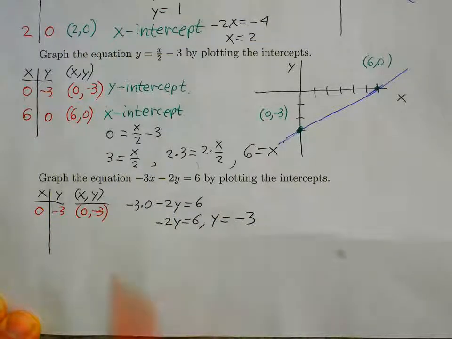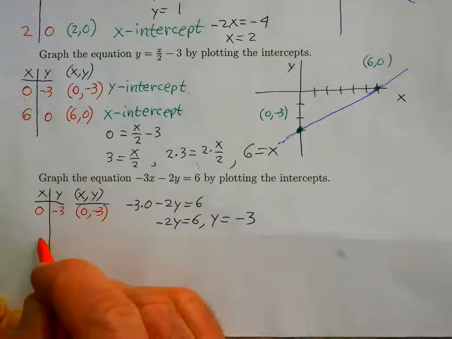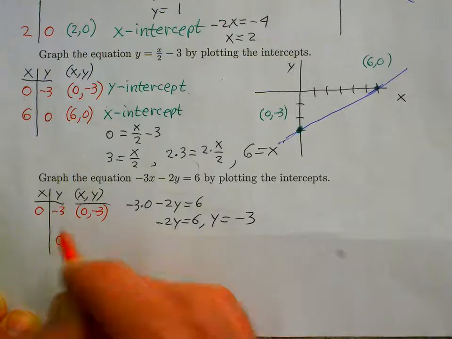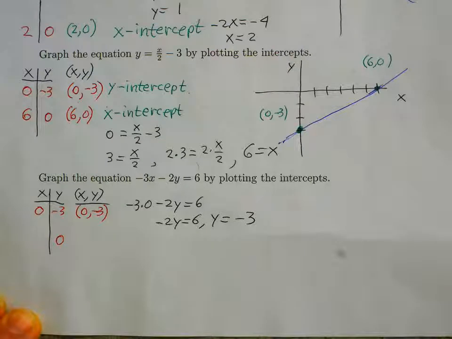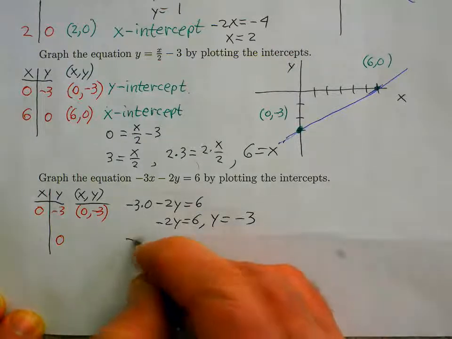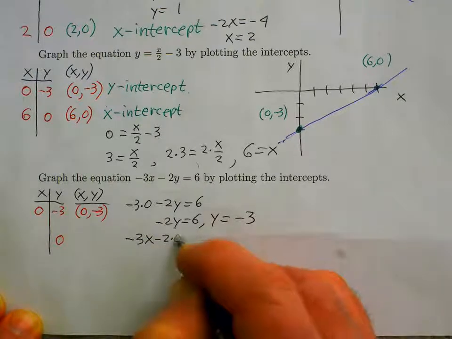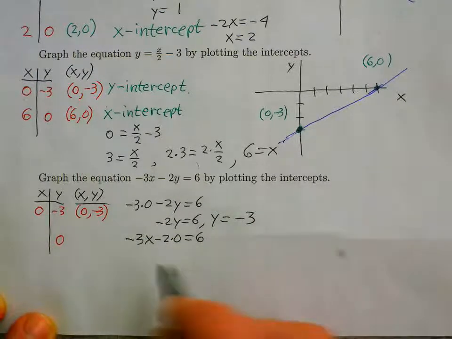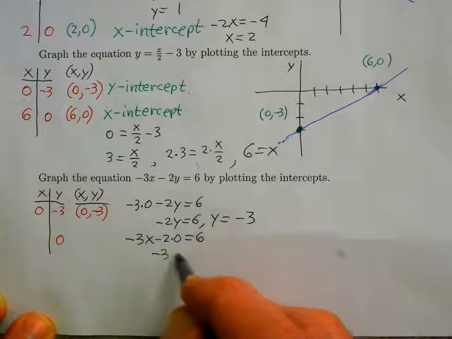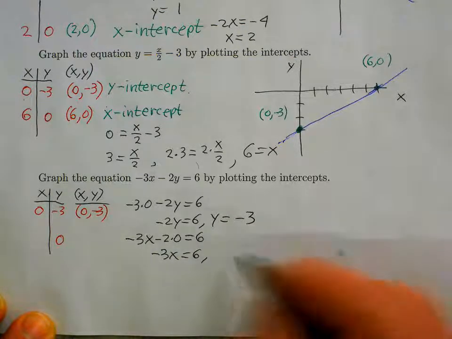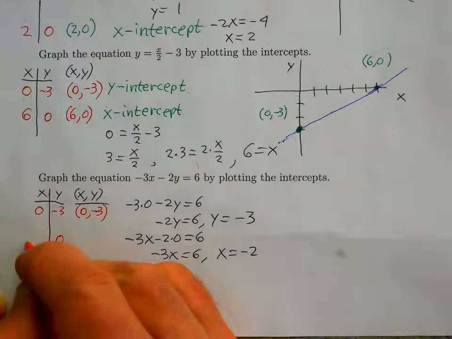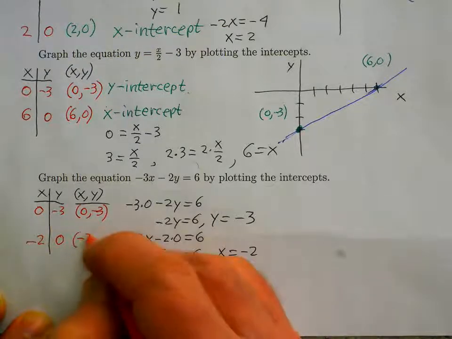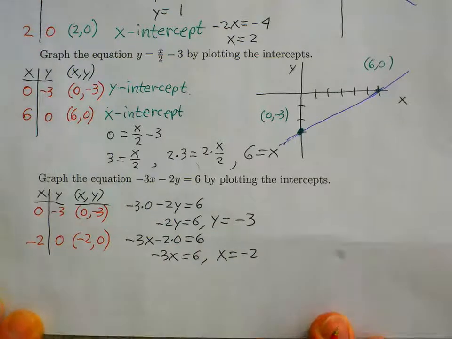Then to find the x-intercept, we replace y with 0. So this time we have -3x minus 2 times 0 equals 6, or -3x equals 6. Divide both sides by -3, and we get x equals -2. So the ordered pair (-2, 0) is the x-intercept.